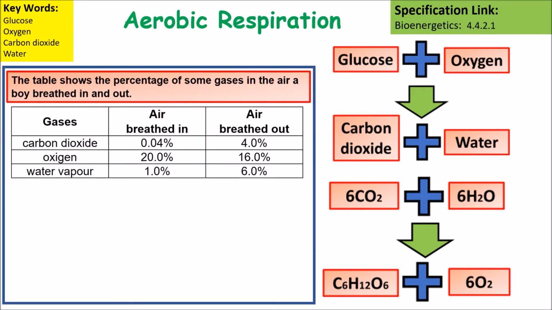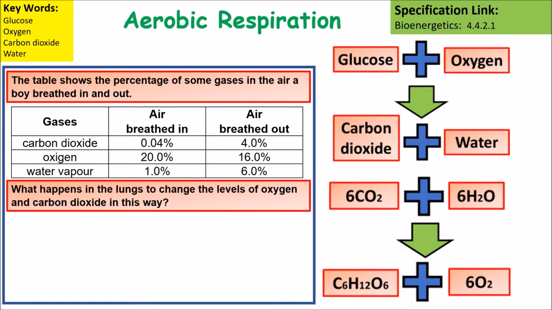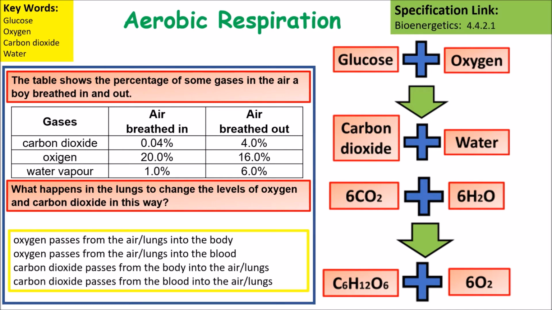So if we look at the table below, it shows the percentage of some gases in the air that we breathe in and that we breathe out. If we look at what happens in the lungs to change the levels of oxygen and carbon dioxide, some of the key things that you need to talk about is that oxygen passes from the air in the lungs to the body, carbon dioxide passes from the blood back into the lungs, and vice versa.